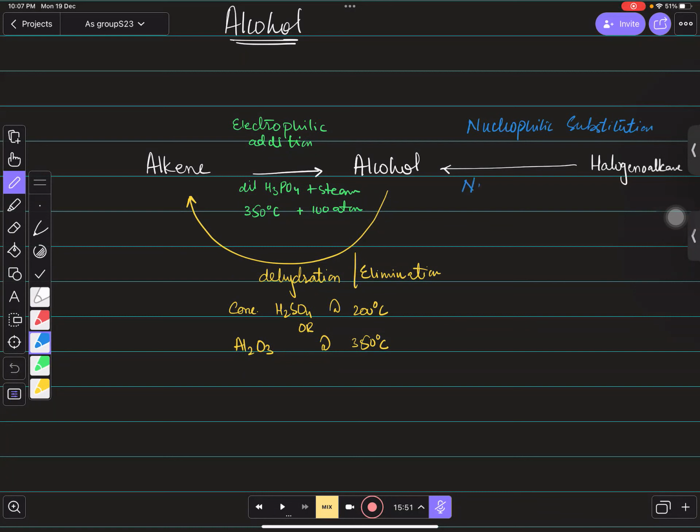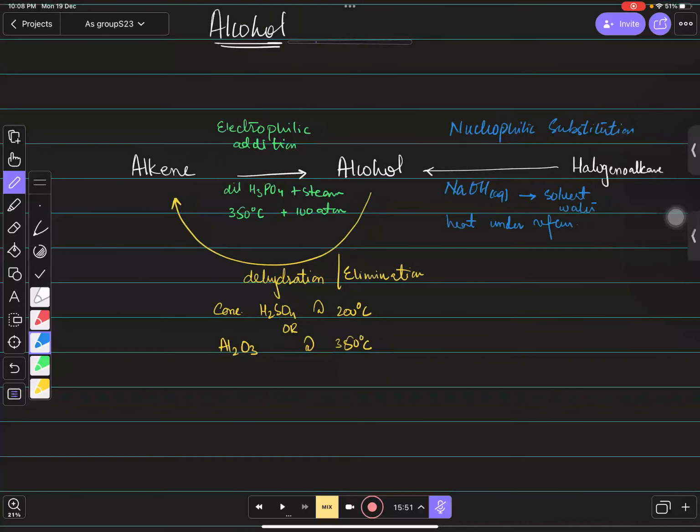the reagent was quite important to remember. We were using aqueous NaOH. Aqueous NaOH means the solvent is actually water, right? You need to remember this, and heat under reflux was the condition. Heat under reflux for the complete reaction, right? So these are the things that we already talked about, something about alcohol.